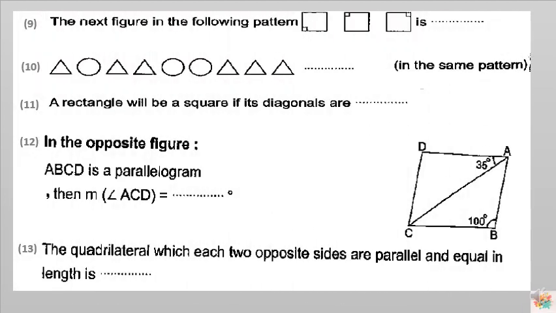The next figure in the following. This one is on the left, then it's up, left, then it's right. So we can draw it. It's down here. The next: triangle, circle, 2 triangles, 2 circles, 3 triangles. So the next will be 3 circles.